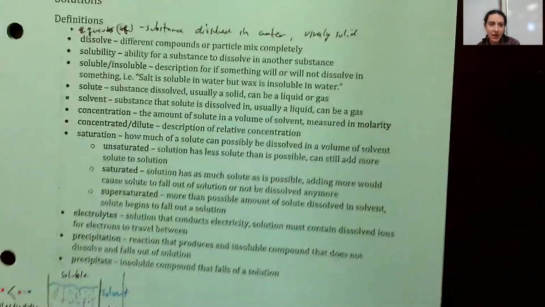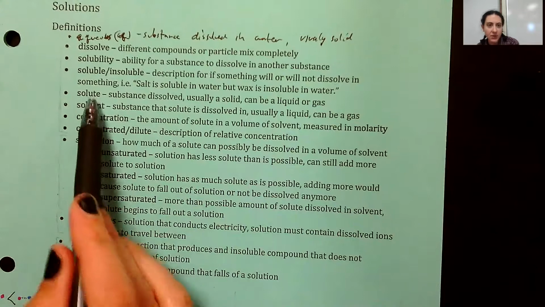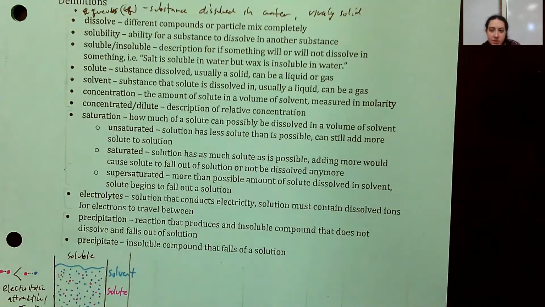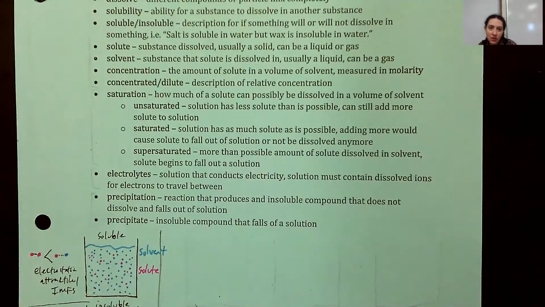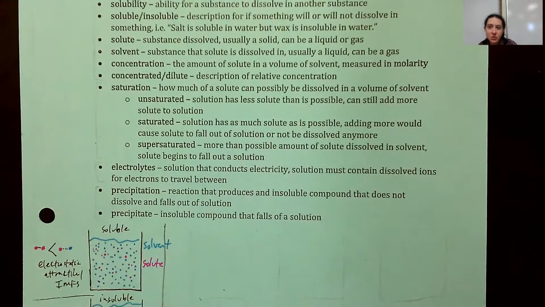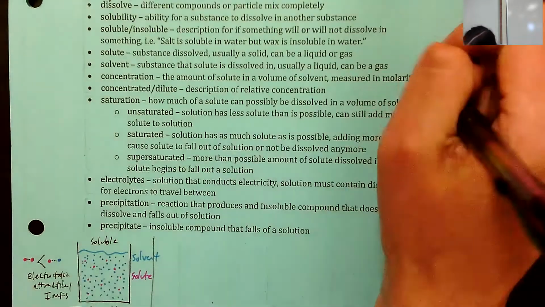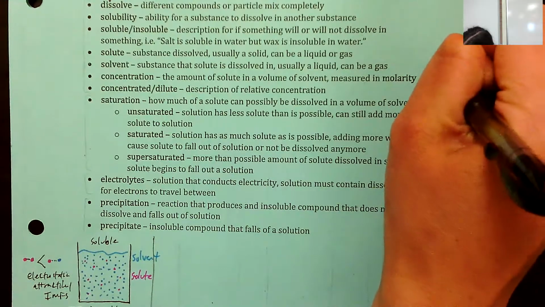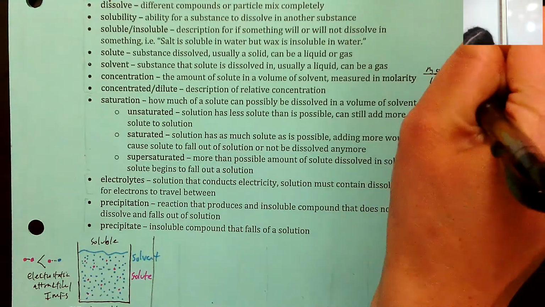Okay. So I think we went through soluble, so we talked about solute and solvent. Now we need to talk about concentration. Concentration is the amount of solute in a volume of solvent. It's usually measured in molarity, which is moles per liter, or M.